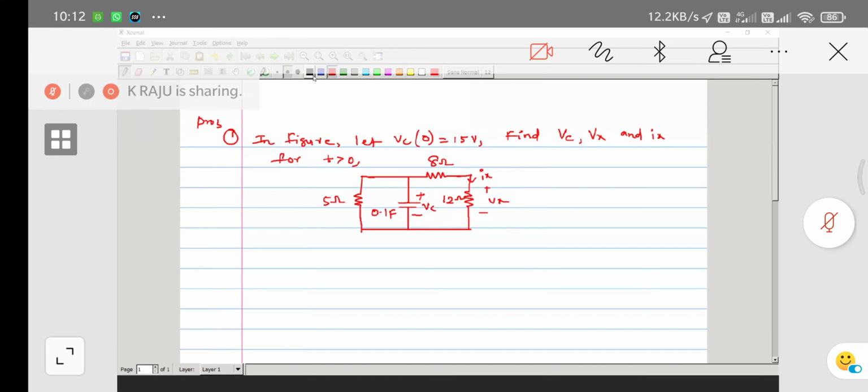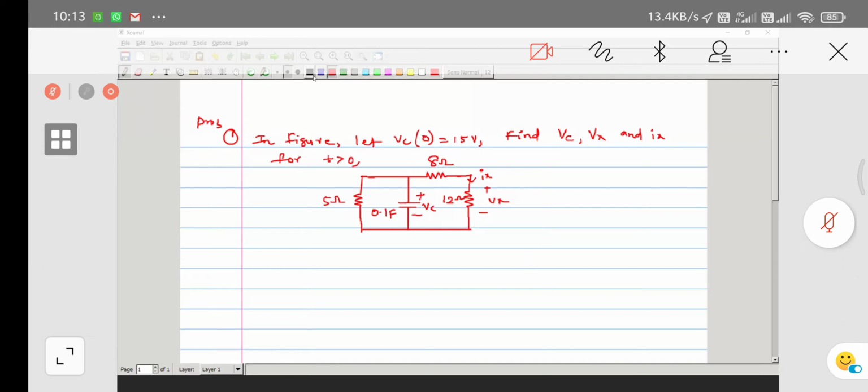Here I have three resistors and one capacitor. The value of the capacitor is 0.1 farad. In the figure, let VC of 0 indicate the voltage across the capacitor under initial condition.